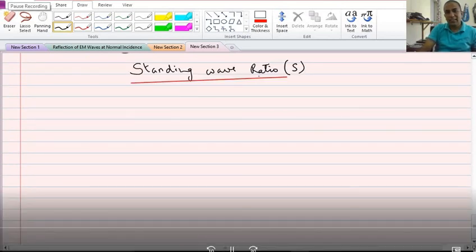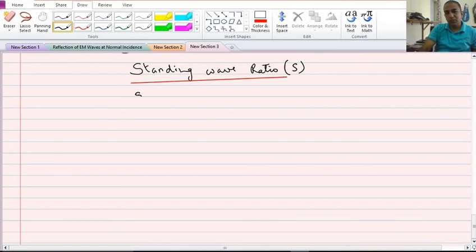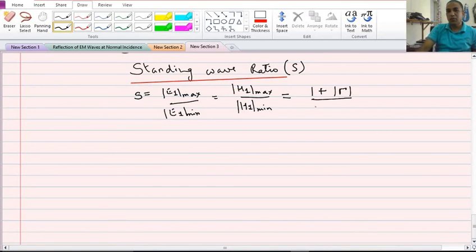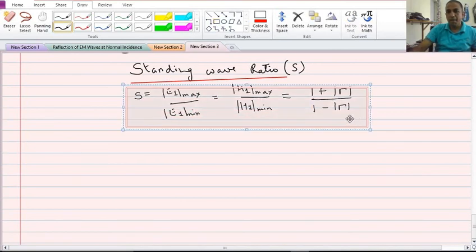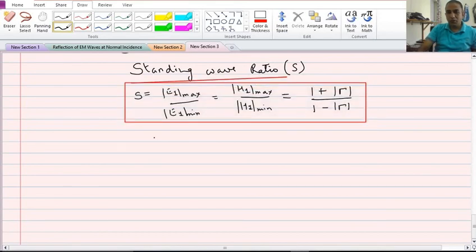Study what the standing wave ratio is, which is denoted by S. Standing wave ratio S is actually the ratio of E1 max to E1 minimum, or this can also be calculated in terms of H1 max divided by H1 minimum, and this will be equal to 1 plus the magnitude of the reflection coefficient divided by 1 minus the magnitude of the reflection coefficient. So you can also write the magnitude of the reflection coefficient as S minus 1 divided by S plus 1.